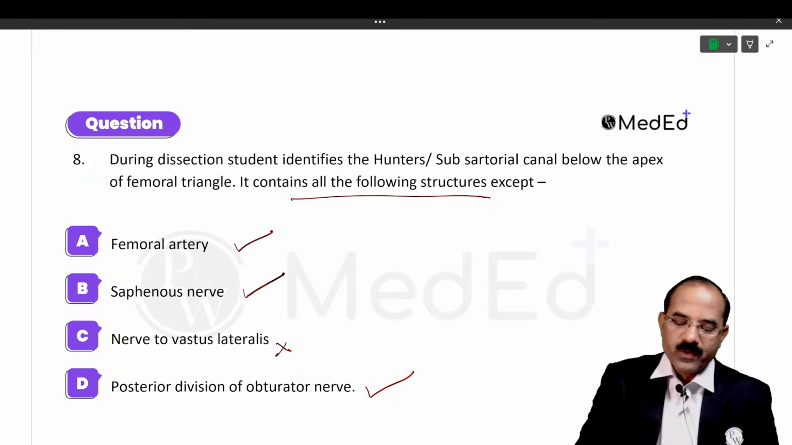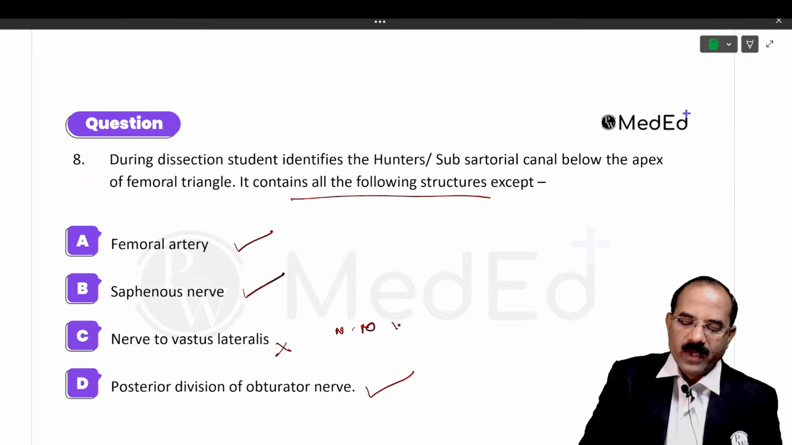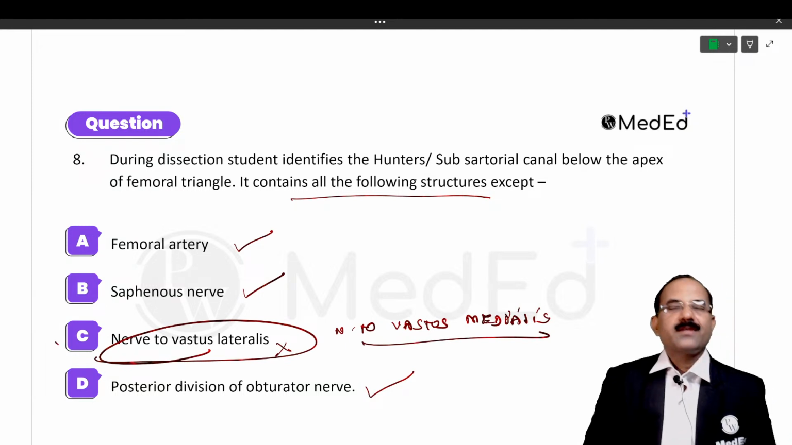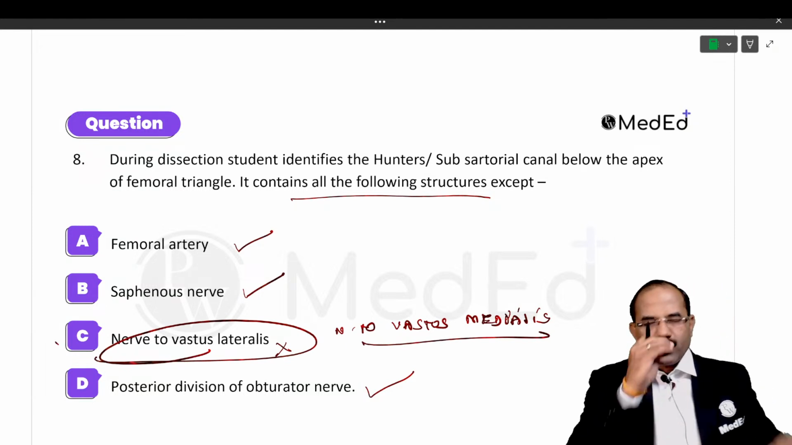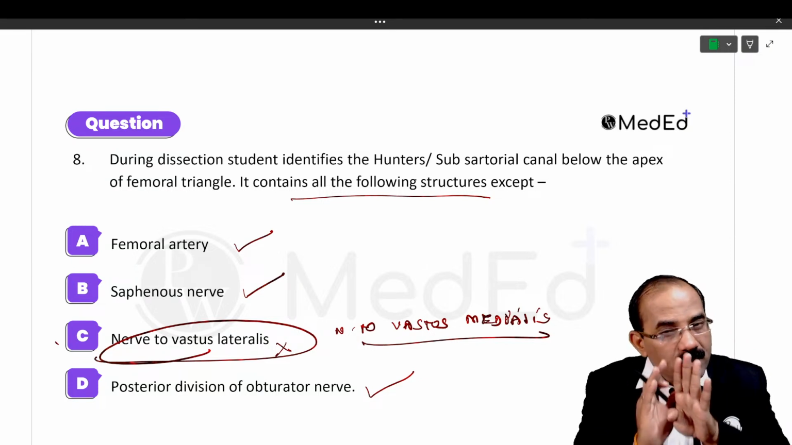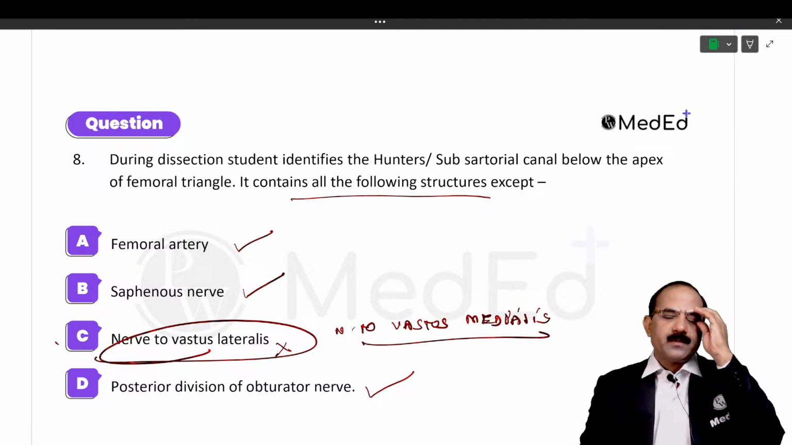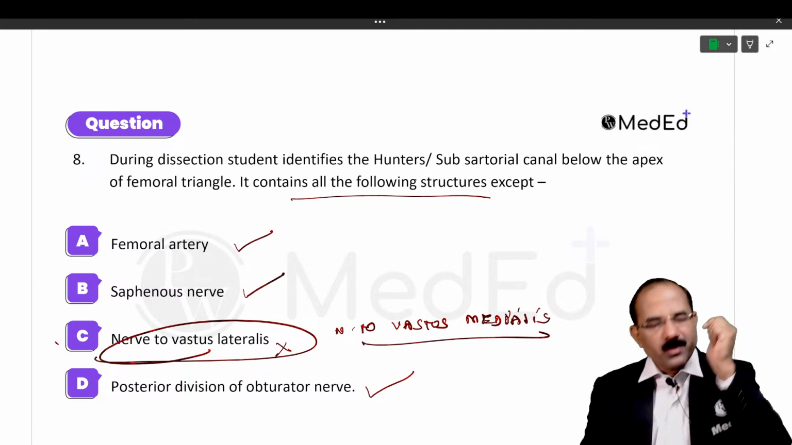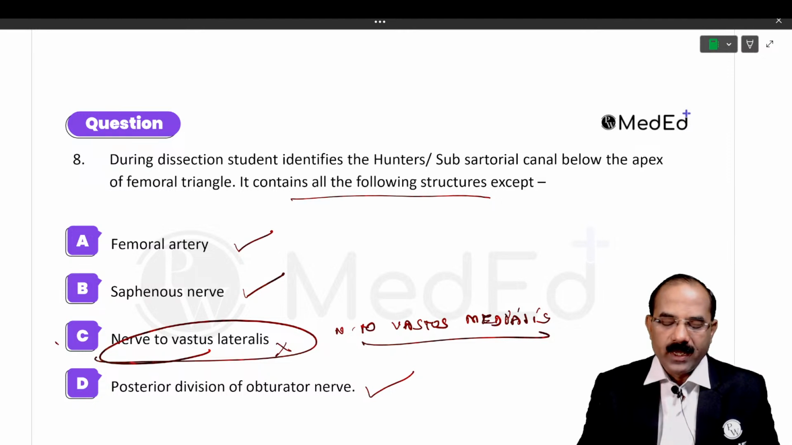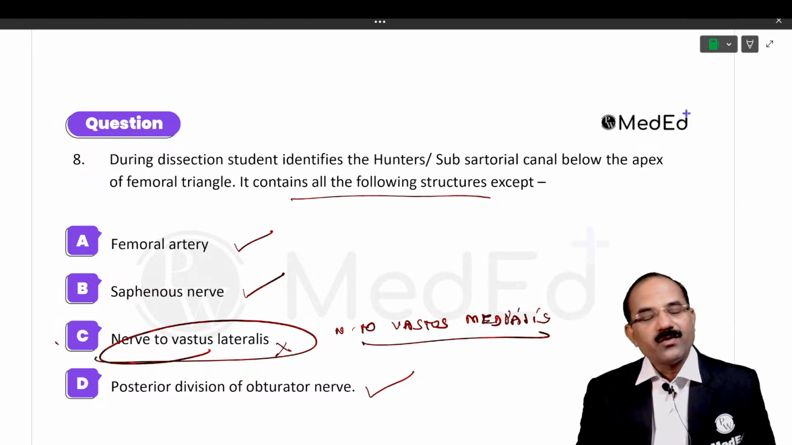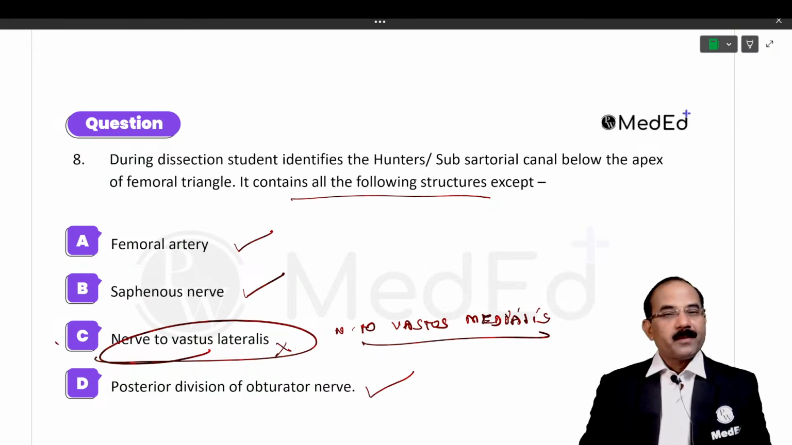It is the nerve to vastus medialis. Children, nerve to vastus lateralis is wrong. So in the subsartorial canal, the nerve to vastus lateralis is not present. It is the nerve to vastus medialis. Am I clear? So the femoral artery is present, the femoral vein is present, the saphenous nerve is also present, and the posterior division of obturator nerve along with the nerve to vastus medialis. I hope I'm clear.